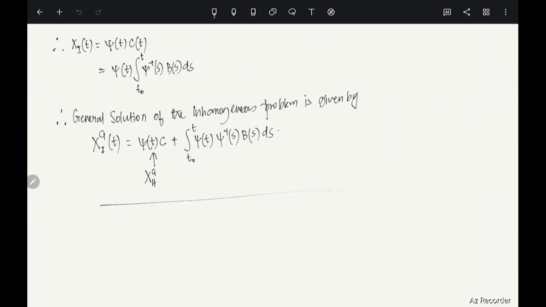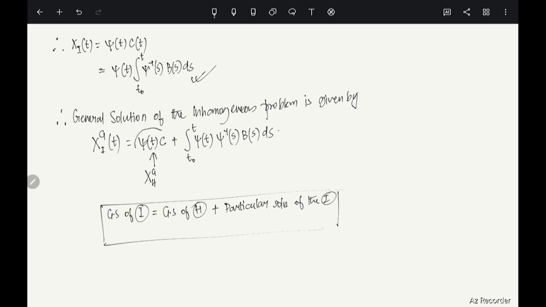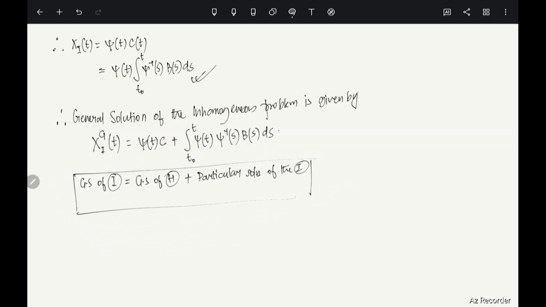So what I wrote is essentially that the general solution of the inhomogeneous problem is nothing but the general solution of the homogeneous problem plus a particular solution of the inhomogeneous problem, right? This solution which you got is a particular solution of the inhomogeneous problem. So we are just adding the general solution of the homogeneous problem with the particular solution of the inhomogeneous problem. If you can find one solution of the inhomogeneous problem, then you can just add it with the general solution of the homogeneous problem, put it together, and that will be your answer.